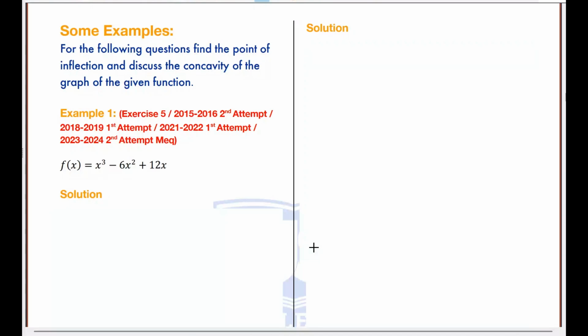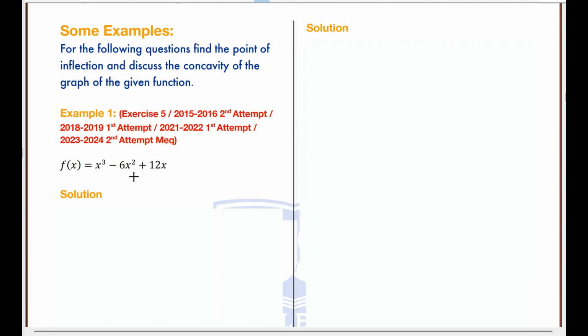Hello guys, in this video I will solve some examples about identifying concavity and finding point of inflection. We are going to be looking at every type of function and make a table of variations, which is called second derivative test. So let's start with a polynomial function.